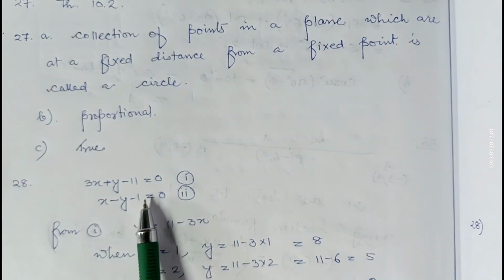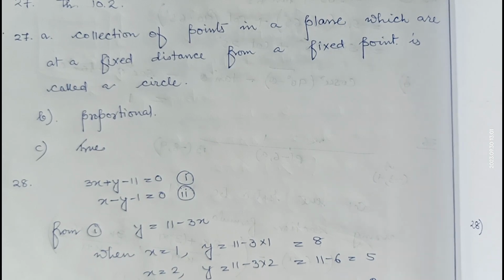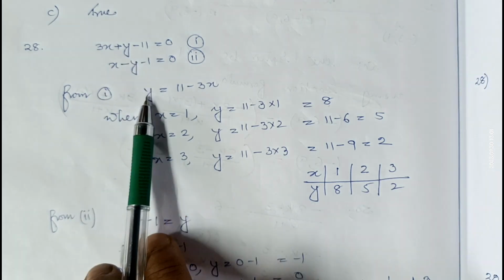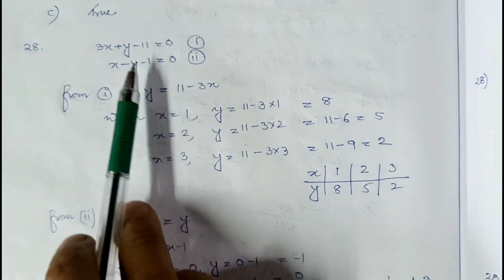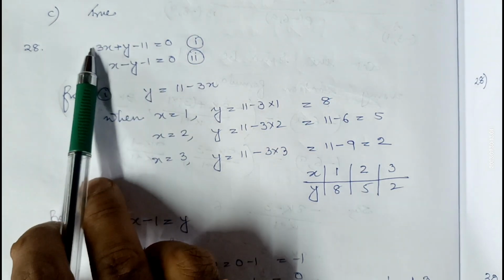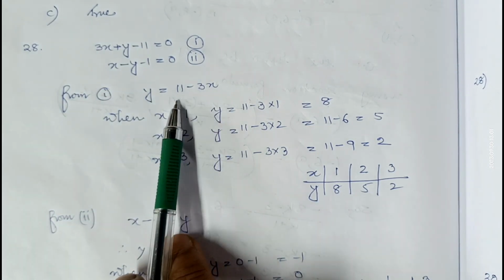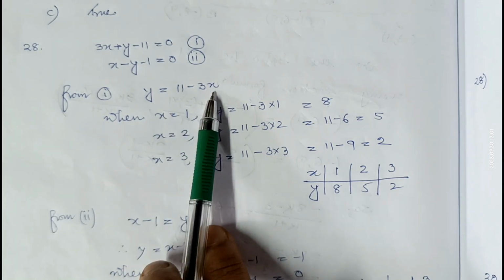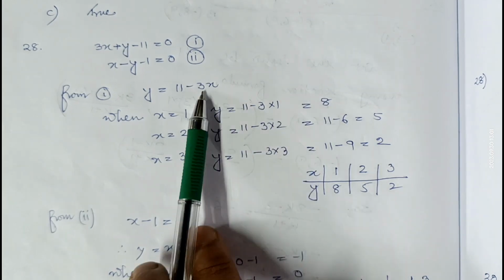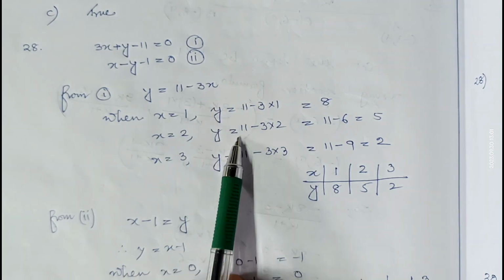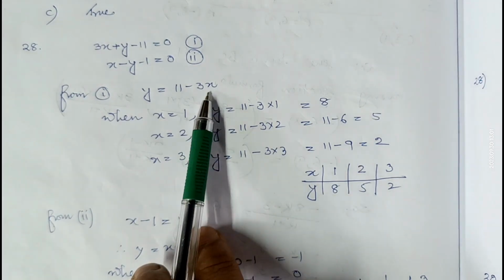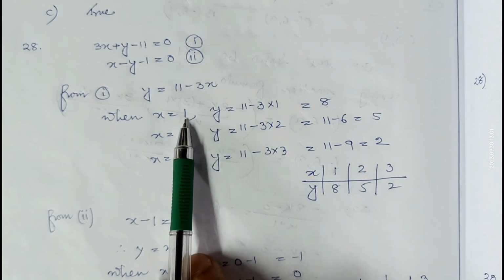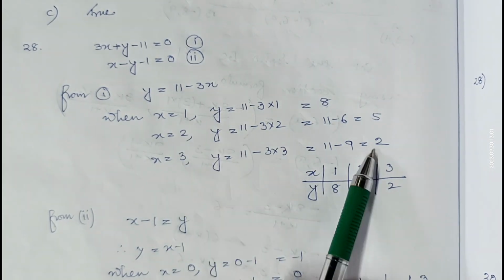Here first equation is 3x plus y minus 11 equals to 0 and second equation is x minus y minus 1 equals to 0. From equation 1, we will get y equal to 11 minus 3x. This minus 11 becomes plus 11 and this 3x becomes minus 3x. Now we will take different values of x and find the corresponding values of y. If we take x equal to 1, 11 minus 3, it will be 8. If we take 2, 3 2s are 6, 11 minus 6, it will be 5. And if we take 3, 3 3s are 9, 11 minus 9 will give 2. In this way we got 3 sets of values (1, 8), (2, 5), (3, 2).